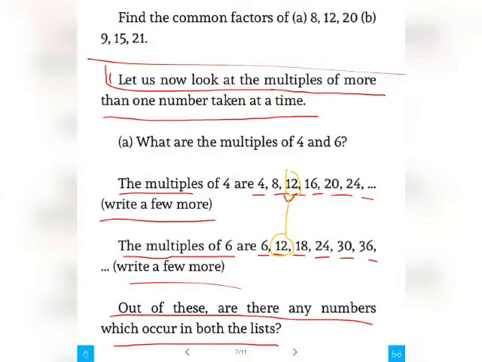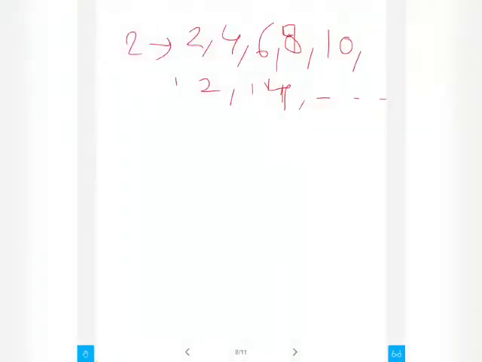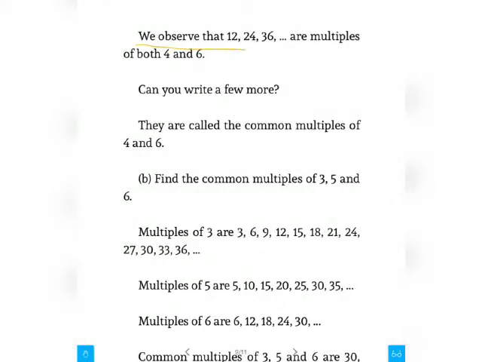Okay, now you will see that 4 nines are 36. If you proceed with the multiples, you will see 36 will also come. So 36 is here also, so 36 is also a common multiple. So now you can write it like, we observe that 12, 24, 36 are the multiples of both 4 and 6. So there are some more examples based on the common multiples of the numbers. They are called the common multiples of 4 and 6.